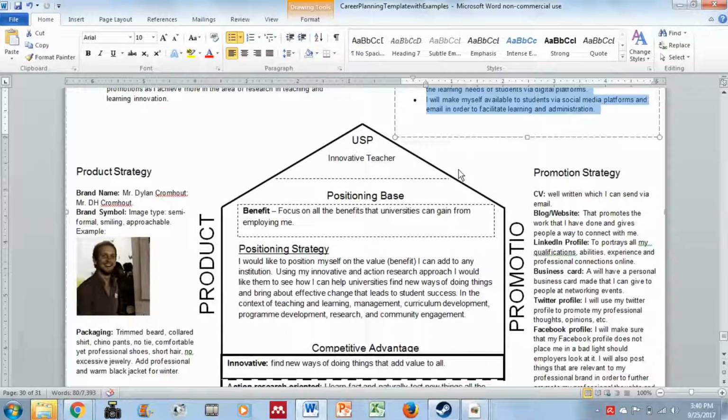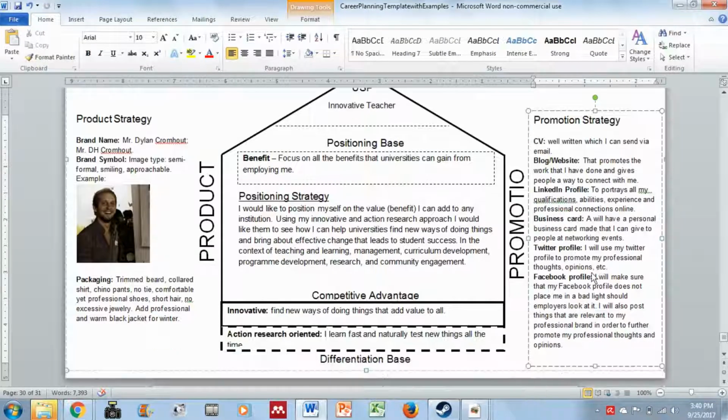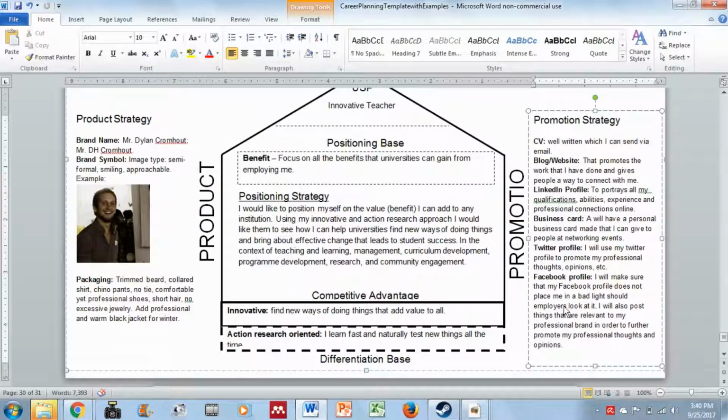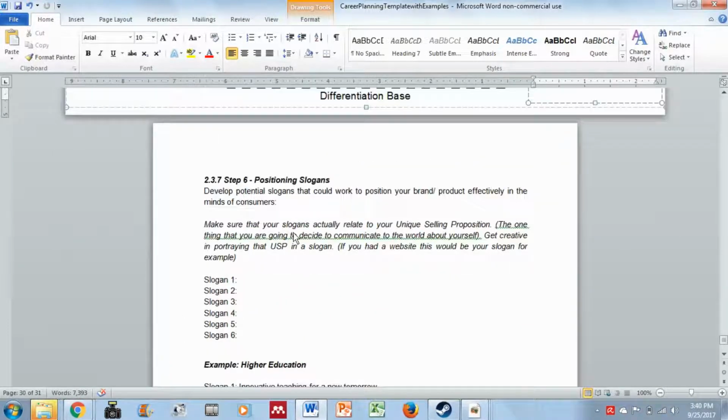Then, how am I going to promote myself? Well, I'm going to have a CV, I'm going to have a website or blog, I'm going to have a LinkedIn profile, I'm going to have a business card, I'm going to have a Twitter profile, Facebook profile, and explain how those are all going to relate. Okay, and then lastly, I choose some slogans for myself.